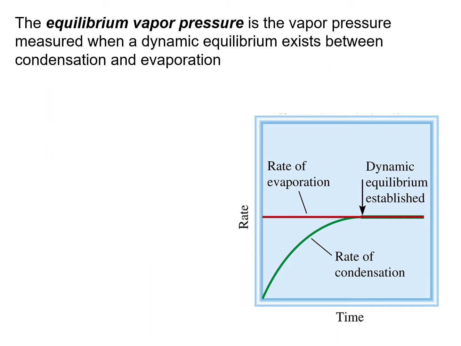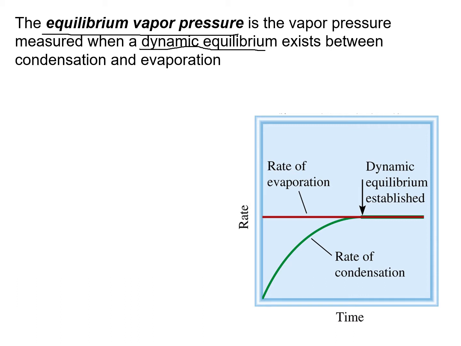Okay, so defining some of the properties associated with phase changes, we need to define the equilibrium vapor pressure. So this is the vapor pressure measured when a dynamic equilibrium exists between, for example, in this case, condensation and evaporation.